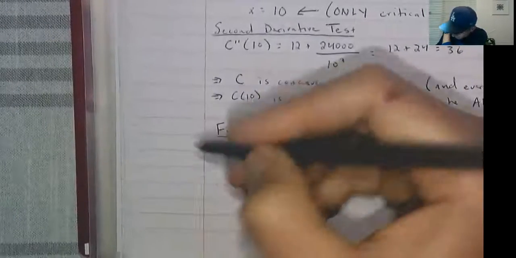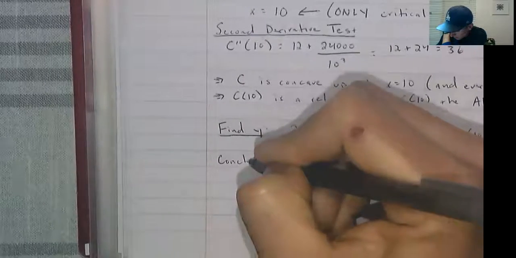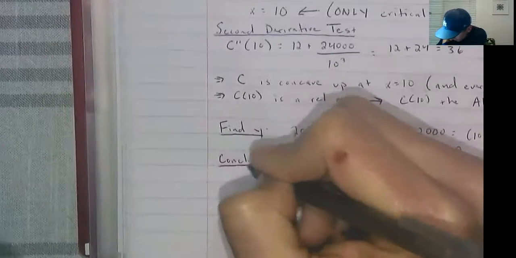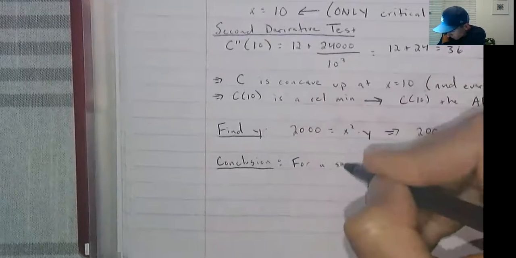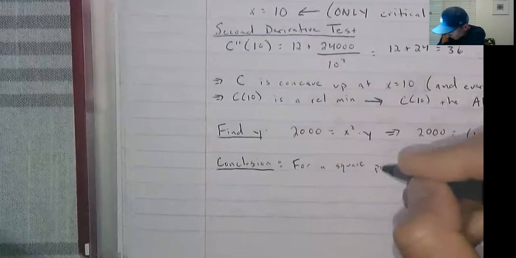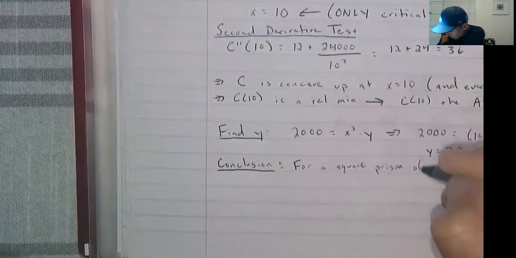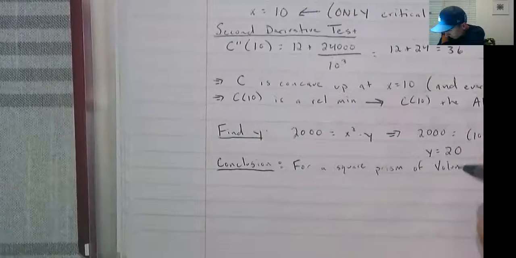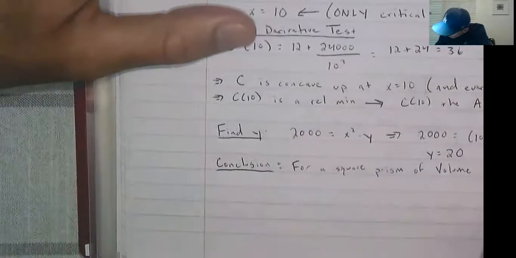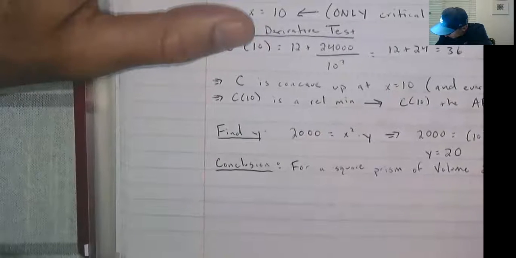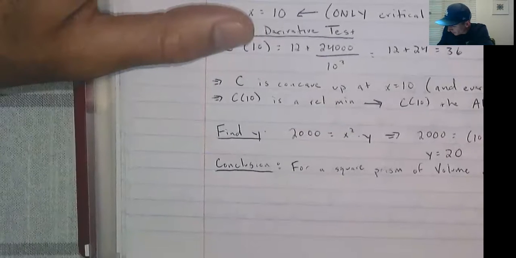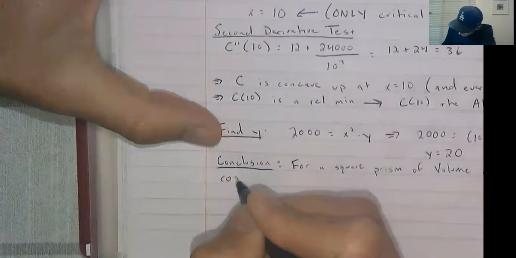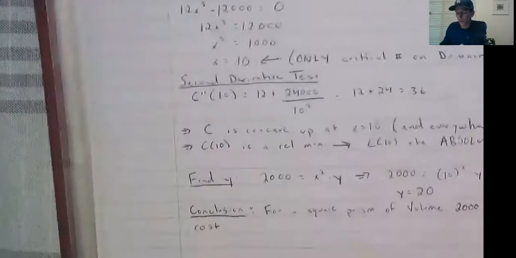So putting this all together and convincing somebody that you actually know what this means, we'll say that for a square prism of volume 2,000 cubic inches with, we'll just say, the given cost constraints. I can actually reprint what those costs were, but with the given cost restraints.